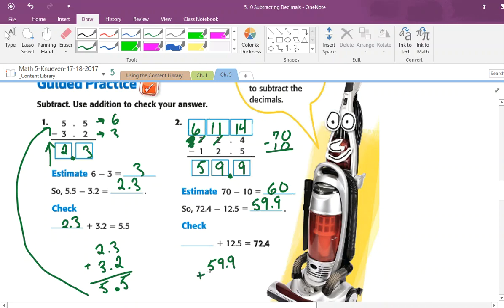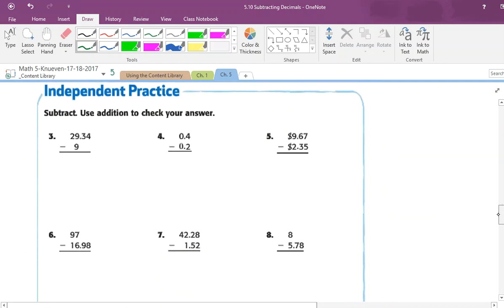59.9 plus 12.5, because I'm just working back, I'm working bottom up with my problem. I should end back up with 72.4. Well, 5 and 9 is 14. 4 down, carry the 1. I'm going to bring down my decimal point right away. 1 and 9 is 10, plus 2 is 12. 2 down, carry the 1. 1, 5, and 1 is 7. And I get 72.4, which is exactly what we're trying to hopefully end up with.